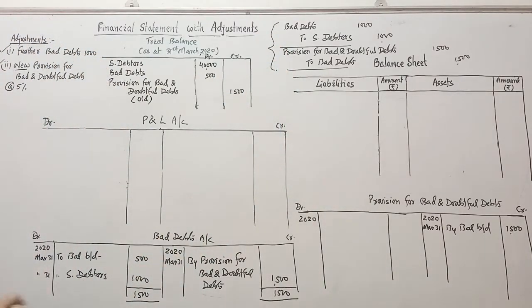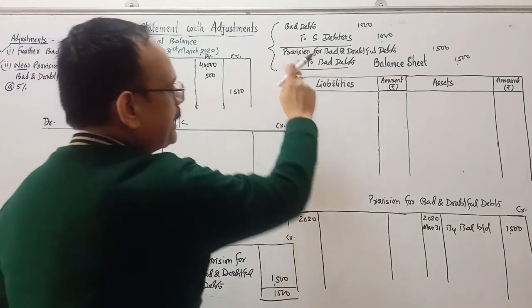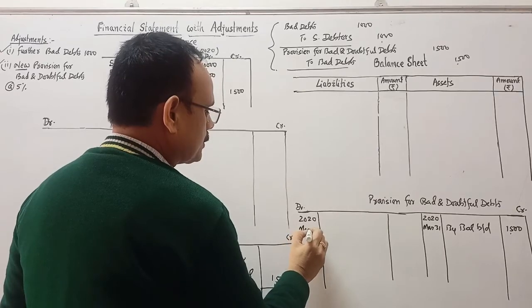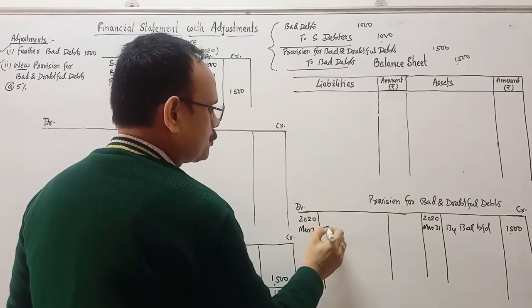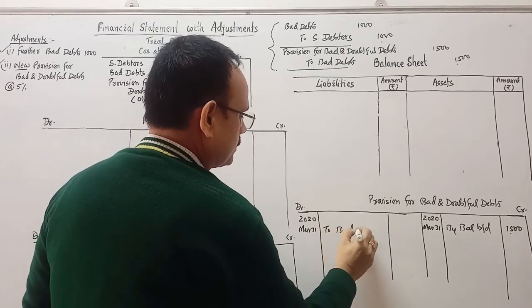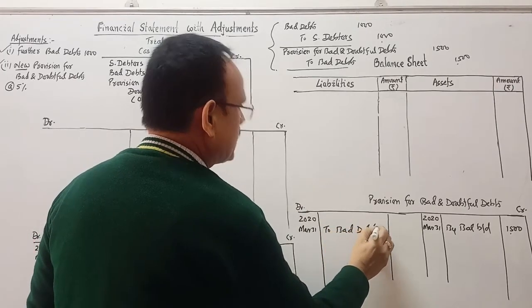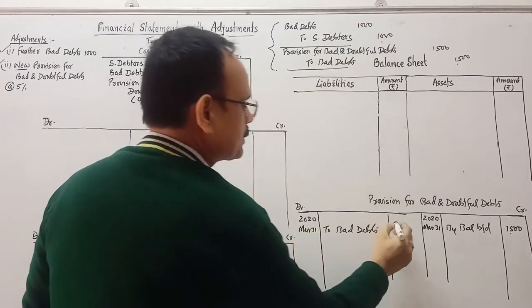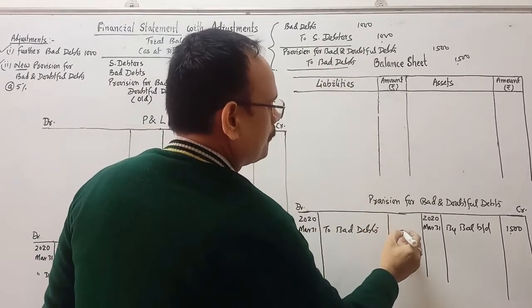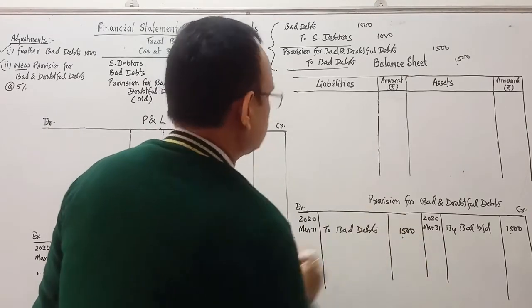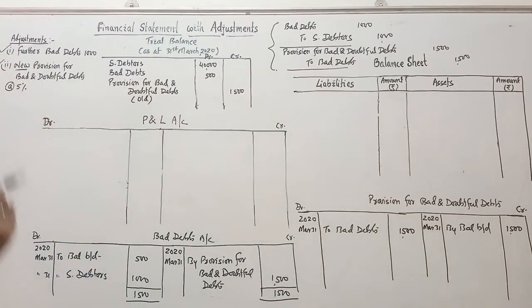Okay. Now this will be posted as well on the debit side of the provision for doubtful debts, 31st March, to bad debts. The posting of the second one, provision for bad and doubtful debts to bad debts. It is how much? It is 1500.